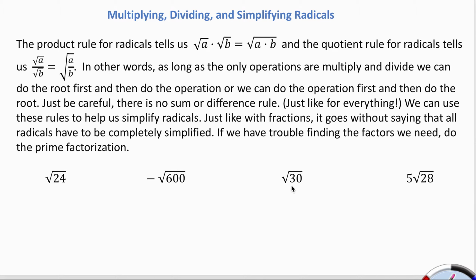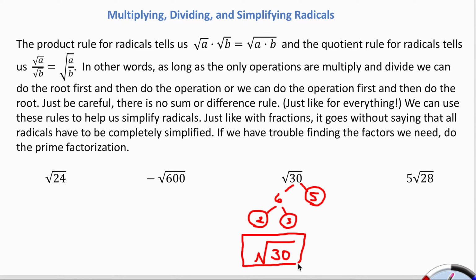All right. So 6 times 5, 2 times 3. Now look at this when I do this prime factorization. I don't have any of them that I can write with an exponent of 2. So that means that won't simplify. It's already, well, it's simplified as far as it'll go. It won't simplify any further.